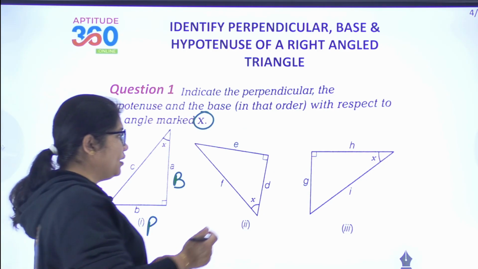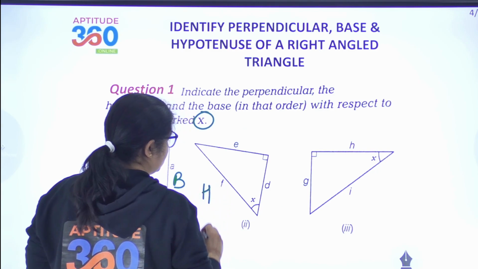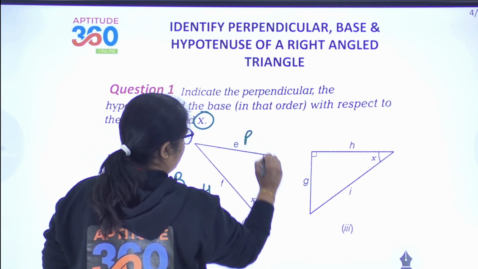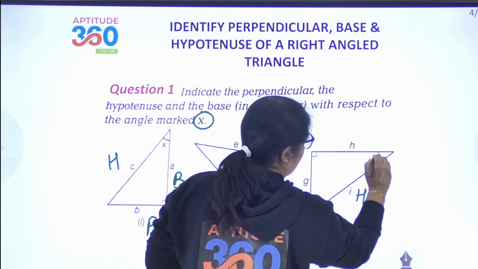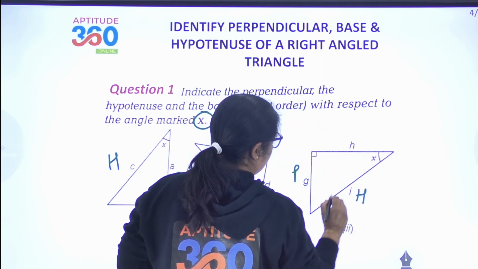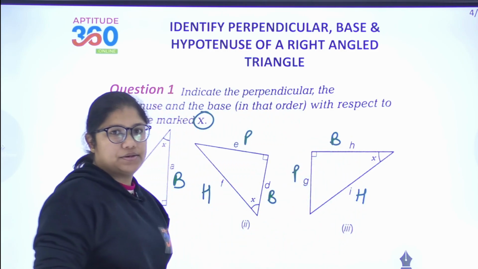I hope you are done. Opposite 90 degree is hypotenuse, opposite angle of reference is perpendicular, the leftover side is base.